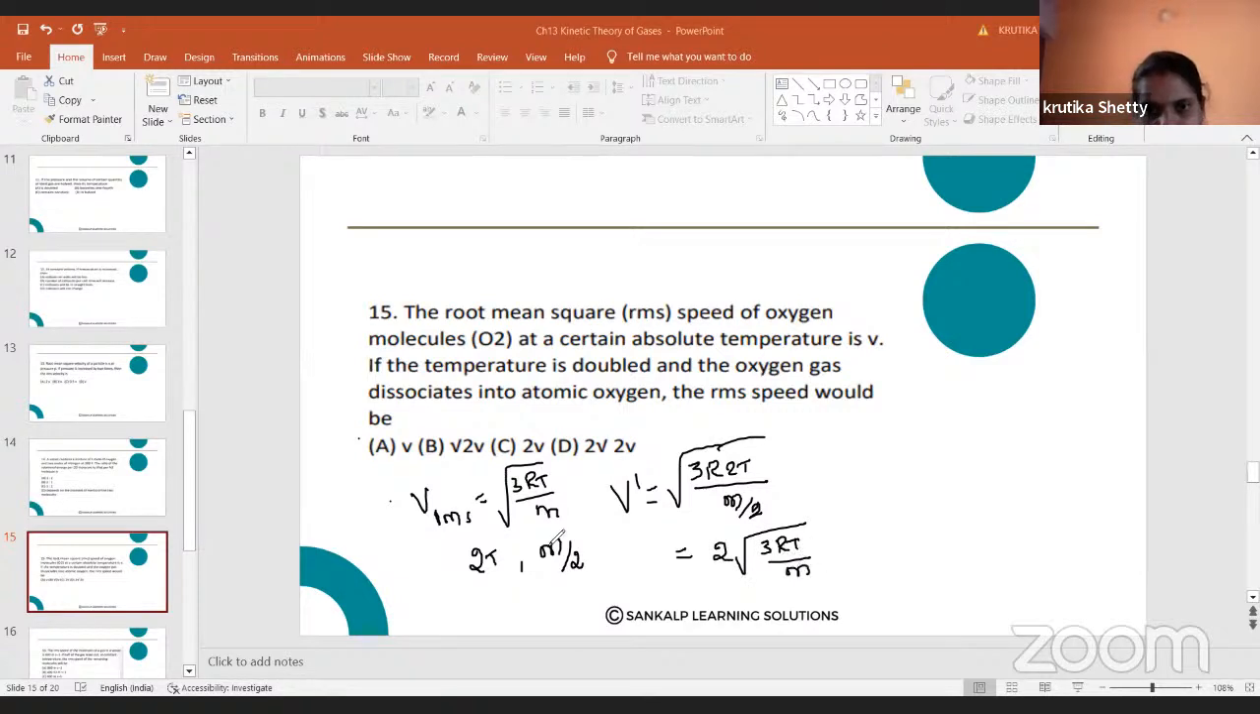So what is 3RT divided by M? 3RT divided by M is nothing but your initial VRMS. So therefore your new VRMS is twice the initial RMS. That is option B. Here it is root 2, where does root 2 come from? The 4, if you take it outside, it will be 2. So it is option C. It is option C.